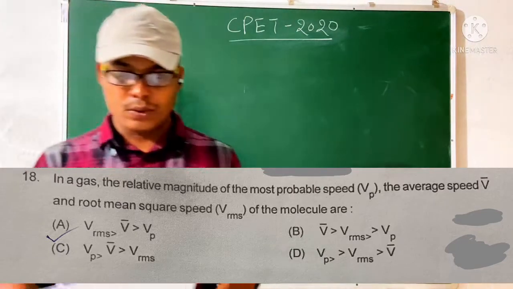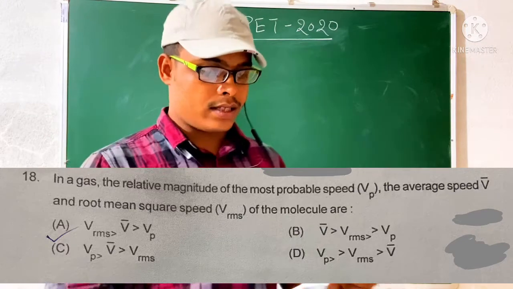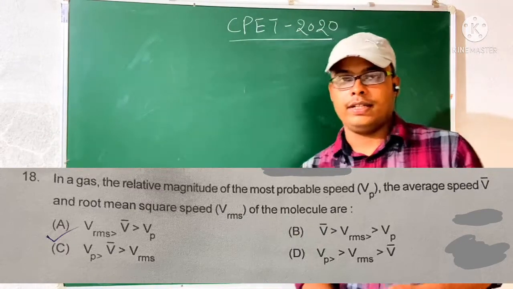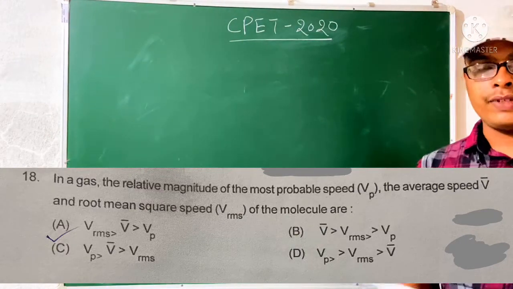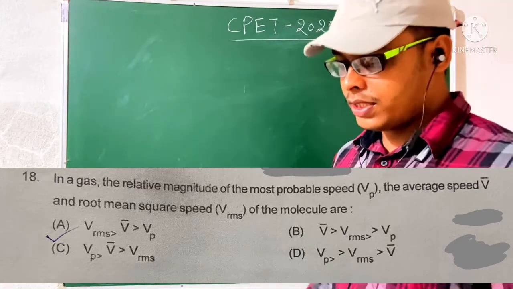So now we will go to question number 18. What is question number 18? This is asking about your velocity, right? So this is your molecular physics part, the molecular structure and the velocity. This is a simple thing.